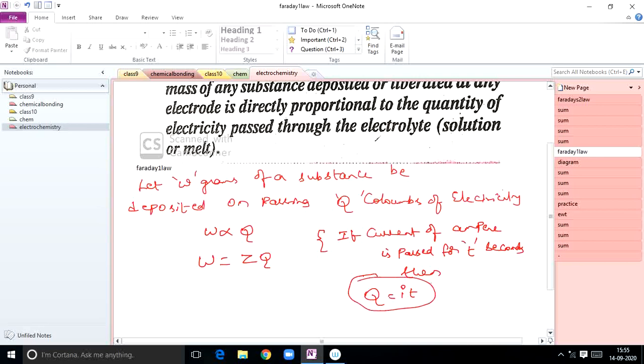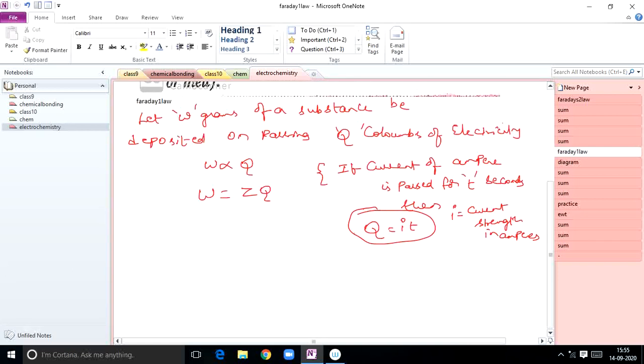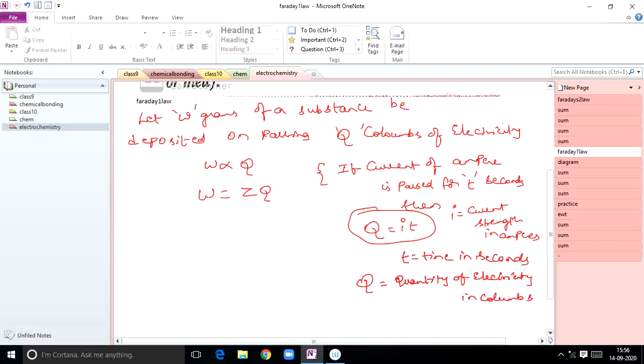Q is equal to I into t, where I represents current strength in amperes. Small t represents time in seconds, and capital Q represents quantity of electricity in coulombs.